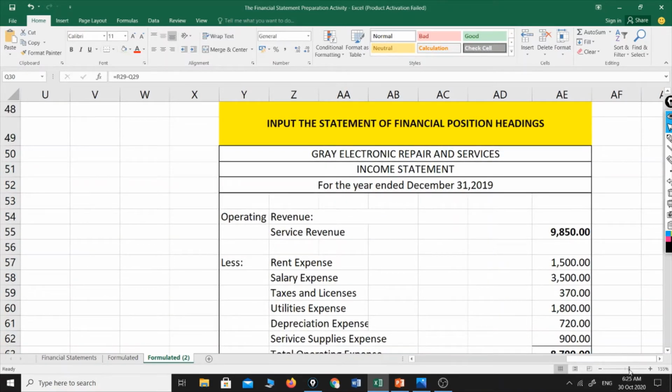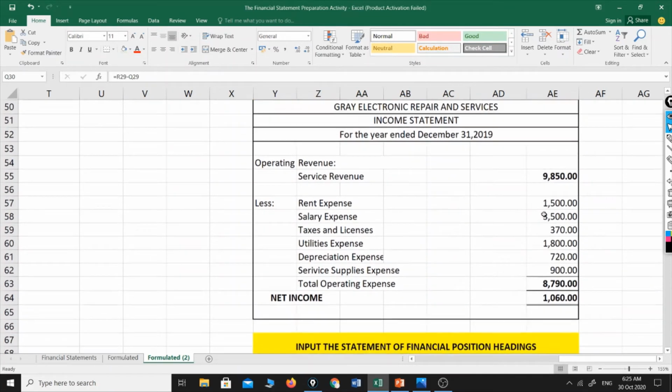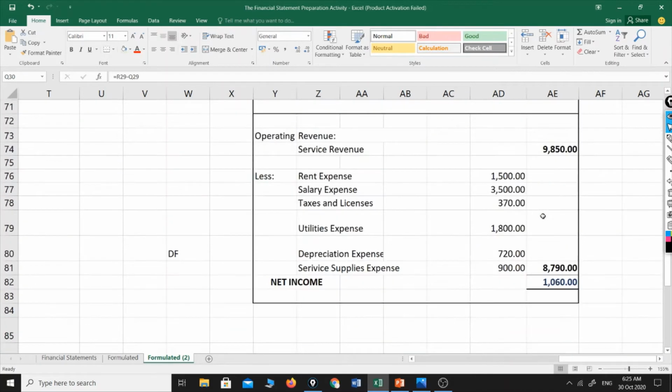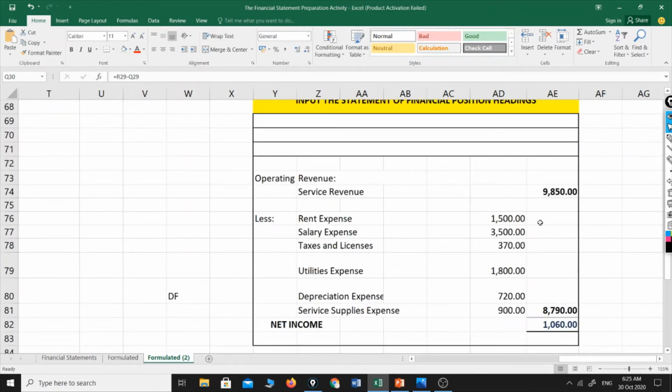Okay. So we can have this way of preparing the income statement, and we can also have this one. So this is just the same. Ang kalahian lang nila is the alignment. As you can see, service revenue is more extended to the right side, and then the expenses are a little bit farther from the right side. Hindi niya lang gapon din ang total nila.